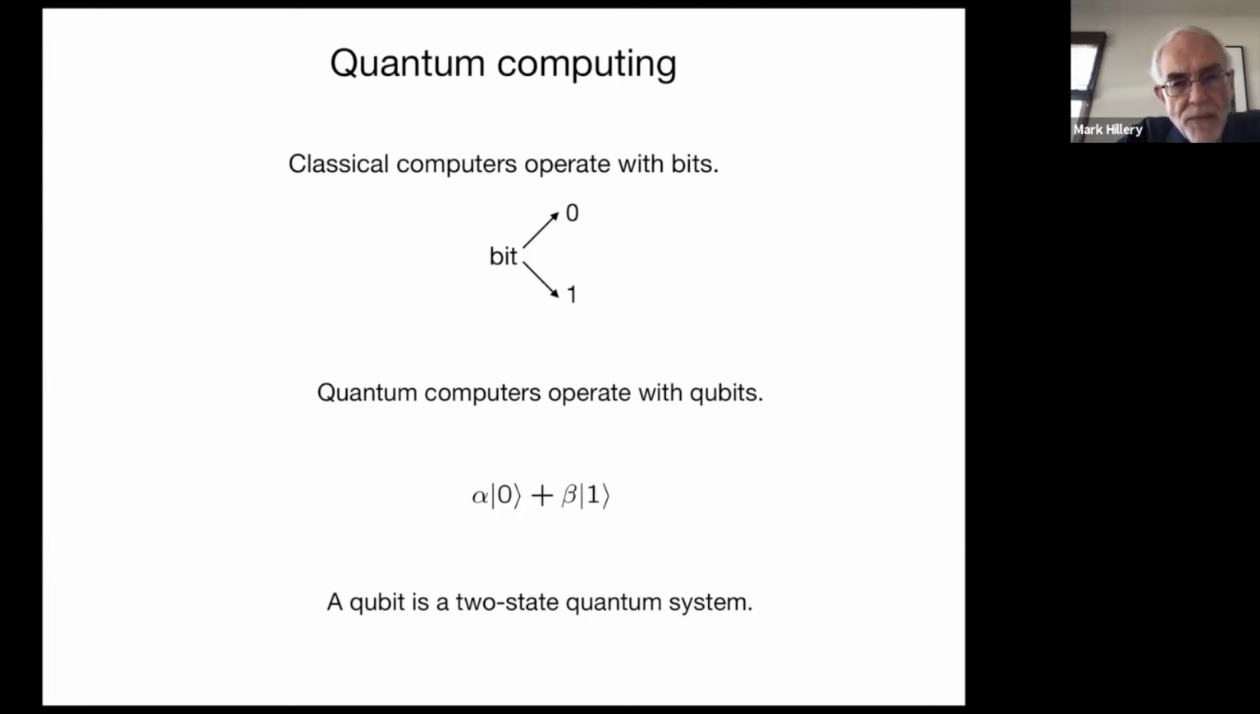We usually call one of the states 0 and one of the states 1. And the main difference between a classical and a quantum computer is that the quantum computer can actually exist in a superposition of the states 0 and 1, whereas a classical bit is either 0 or it's 1. Okay.